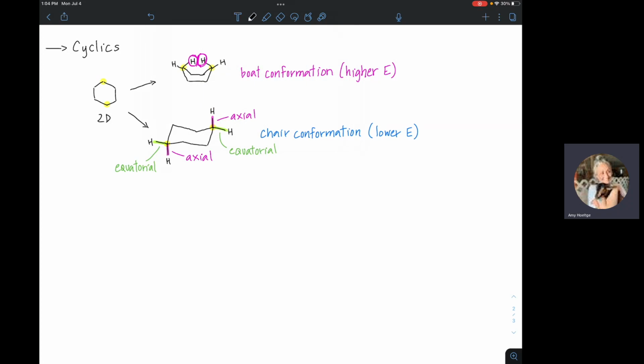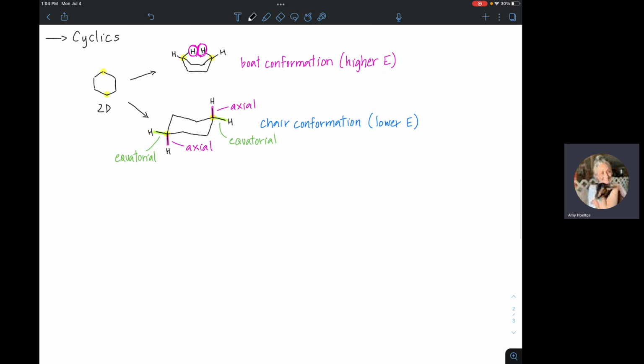So for example, I could take a chair, and by the way, these are our 3D structures. So this is us trying to show that 6-membered ring on a piece of paper or the blackboard or whatever, on a 2-dimensional surface. We're trying to imagine 3-dimensional occupation of space, right? So I'm going to take a chair.